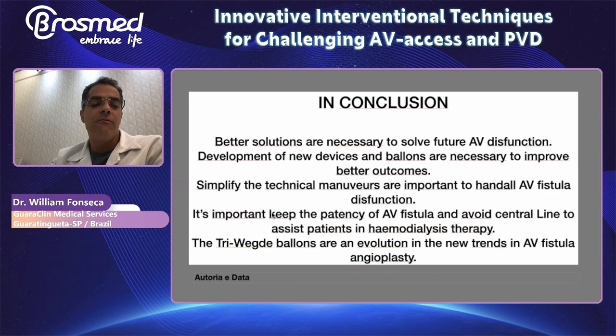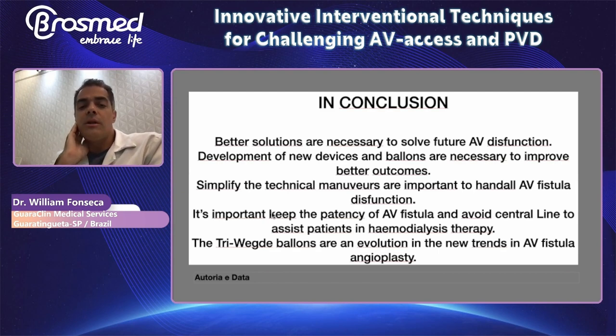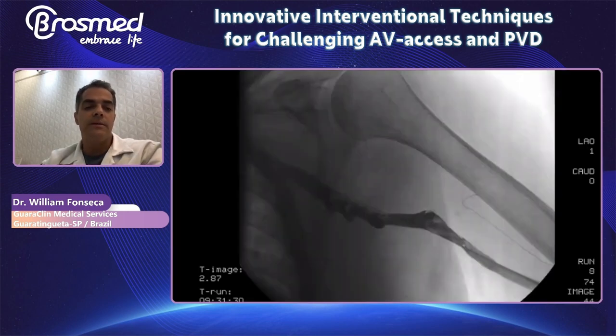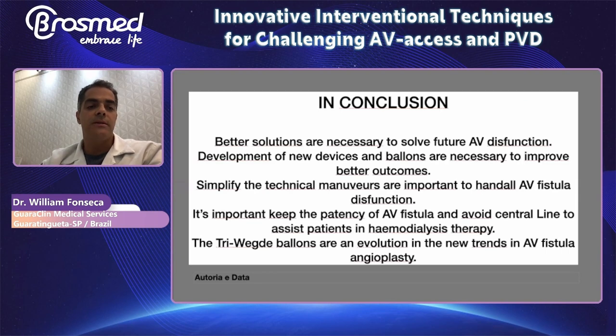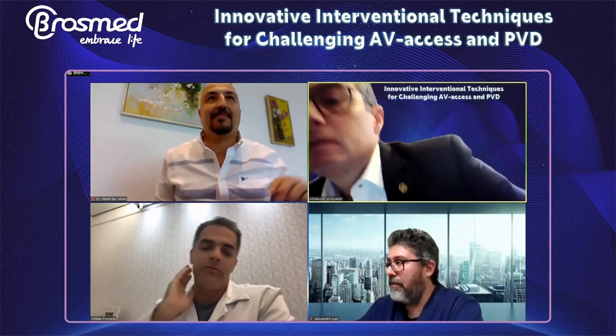This type of approach in general offers the patient less central line in hemodialysis access, because we know that the central line has more infection. And I think the Tri-wedge balloons are an evolution, a new trend in AV fistula, but more data are necessary to support this conduct in all cases. Okay. If the panel has some questions, let's move on, okay?